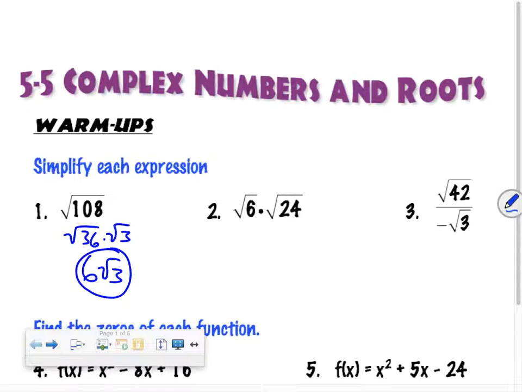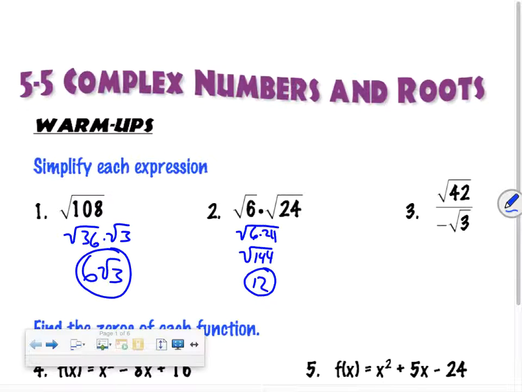Now, in number 2, there's a couple different approaches we can take. One of those approaches is recognizing the product rule of radicals, which allows us to multiply the radicands, that is, those things underneath the square root symbols, when the indexes match, which they do here. So I could rewrite this as the square root of 6 times 24. 6 times 24 is 144, and then the square root of 144 is 12.